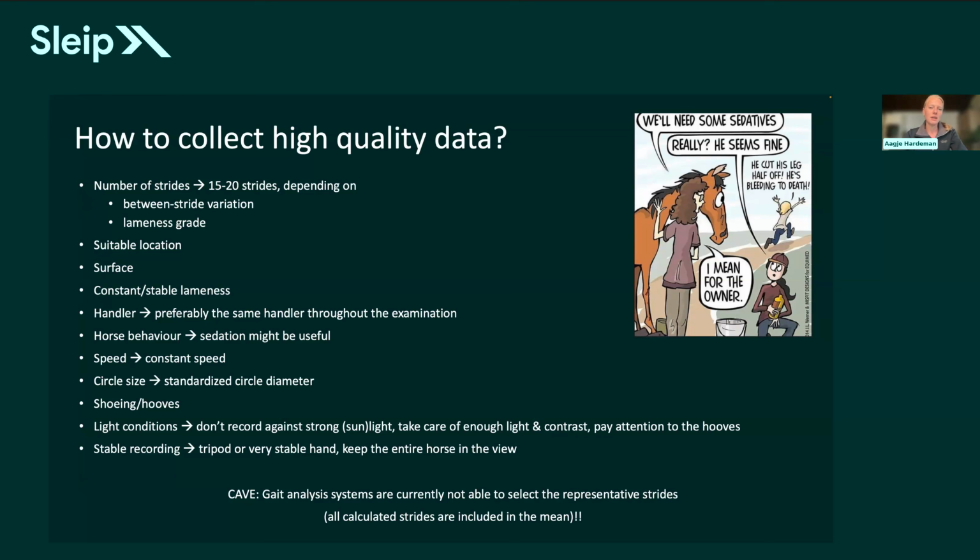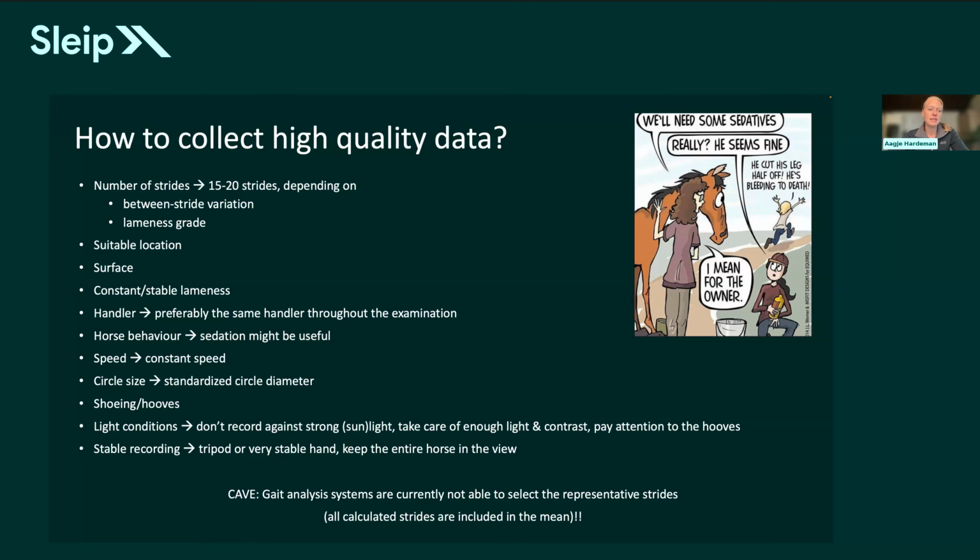Horse behavior: if they are very anxious, it might influence the data, because the horse is maybe moving its head a lot or jumping around, and sedation might be useful. Speed: try to keep a constant speed throughout the entire measurement. And if we're talking about lunging, circle size plays an important role as well. And we will see that later on in the webinar. Shoeing or hooves, so missing shoes, can have an influence, and very asymmetric hooves as well.